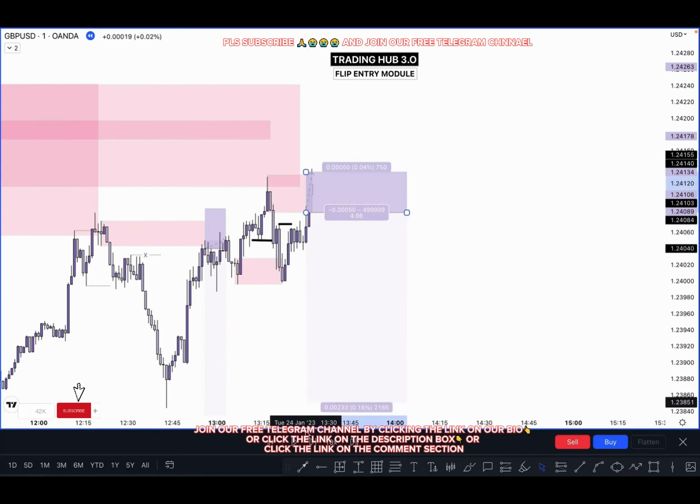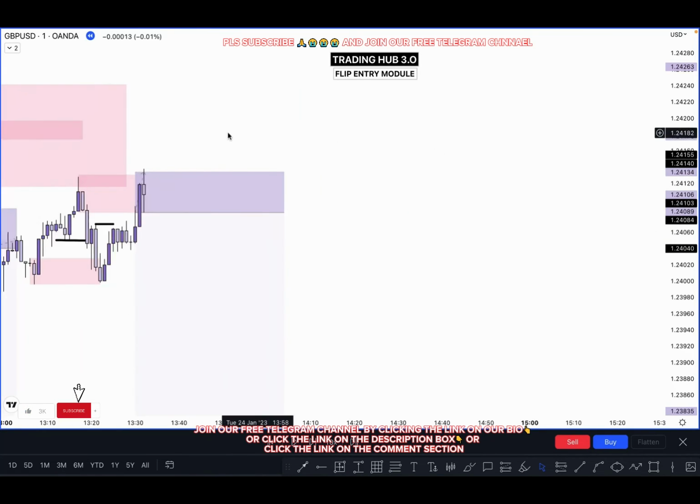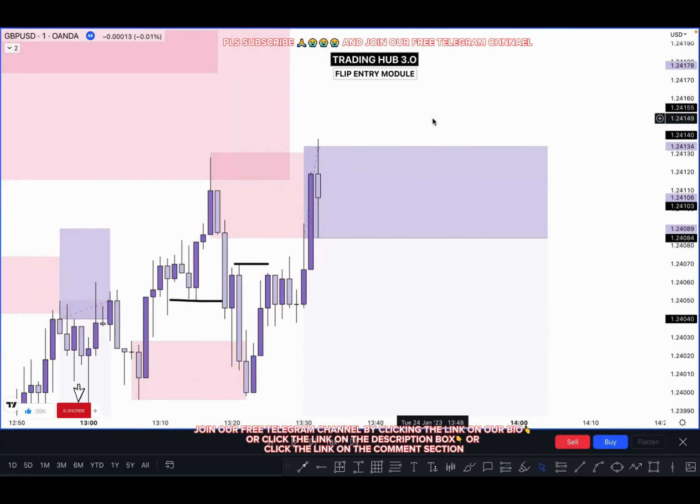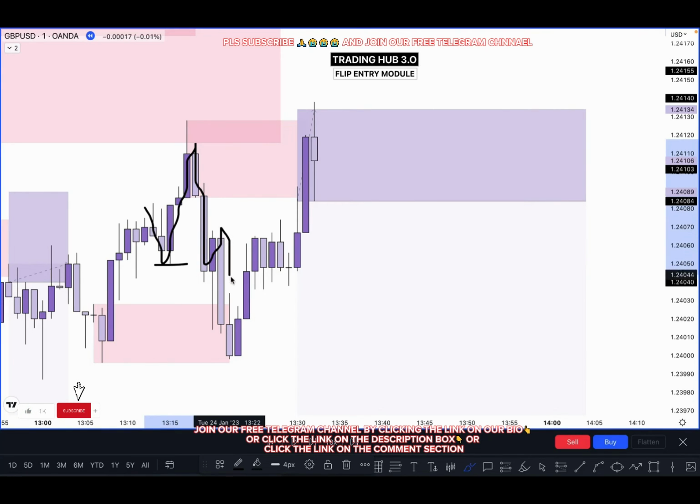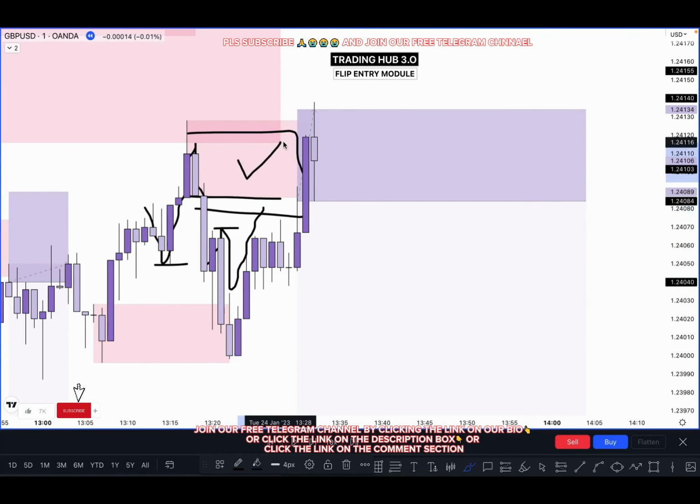Okay, and the targets are the same, but this is not valid here. Why? Let me show you the exact reason, because this one is very important at this time. You have to take a decision at this time, and a lot of people do the wrong thing here. Look at this one. This one is our change of character. Okay, let's mark this one first of all. After the change of character you have to wait for an inducement to be created, which is already created here, and then the market pushes a higher high, taking out this inducement and mitigating this order block, and then this one is our valid entry for the sell.